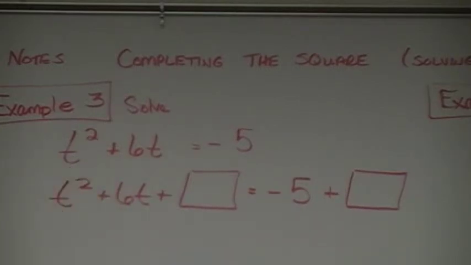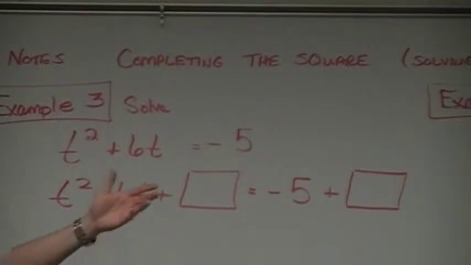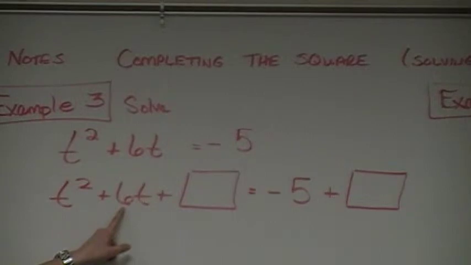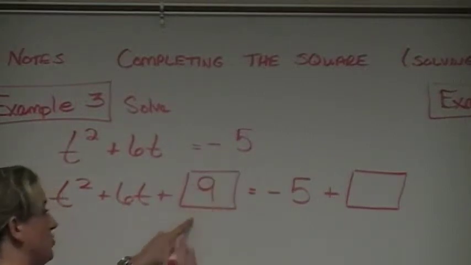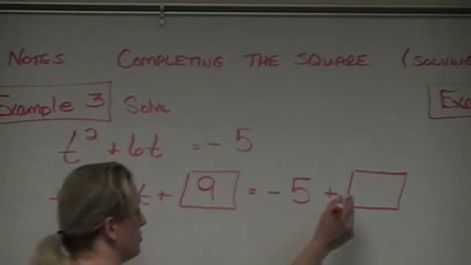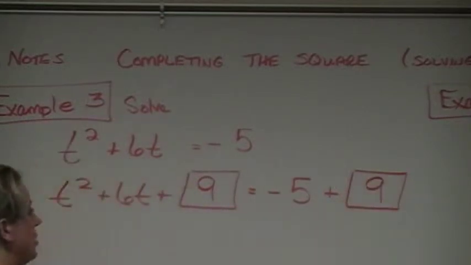Let's find our C. How do we find our C again? What's our rule to find C? Half of B, squared. What's my B? 6. What's half of 6? 3. Now square that. 9. So everybody put 9 here. Where else do we have to put the 9? On the other side of our equation, right? That goes there too.